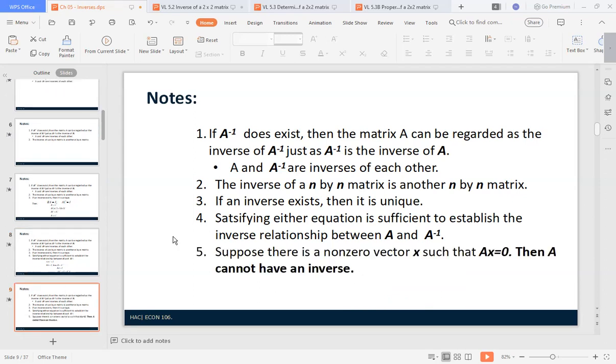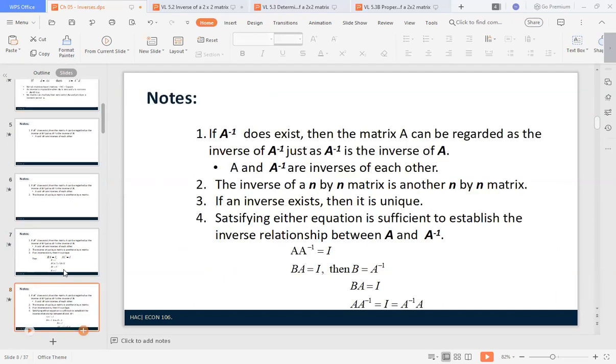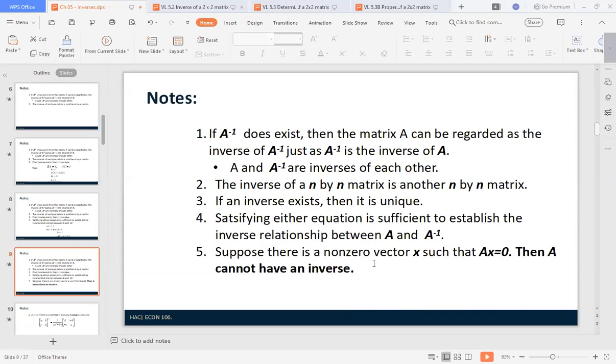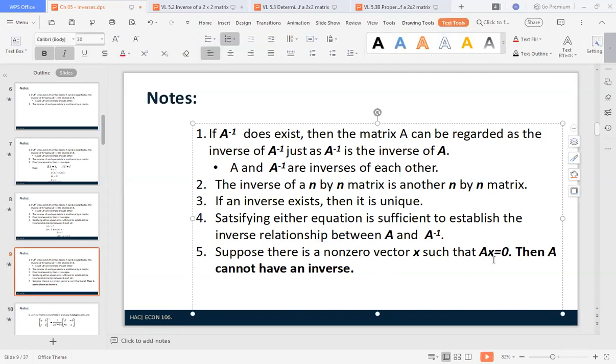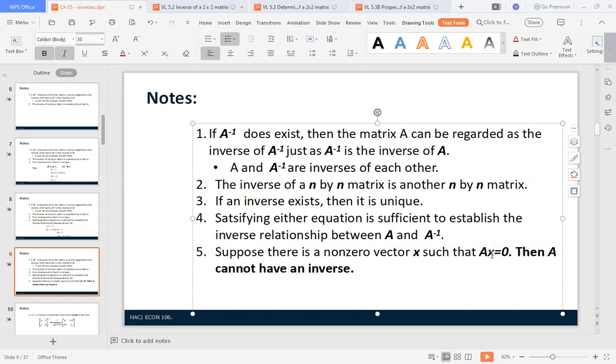Number 5, this again supports this one here, so I'll just read it again. Suppose that there is a non-zero vector x such that Ax is equal to 0, then A cannot have an inverse. The reason for this, class, is that we're concerned with looking for x here, or we're looking for x star. So if that would be equal to 0, then remember class that this should be equal to a constant. So Ax is equal to 0. That would mean that A cannot have an inverse.